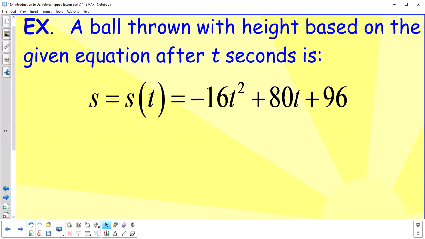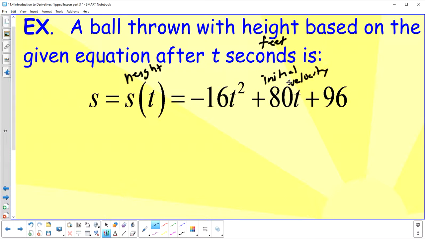So here we have s of t, which is the same thing as saying f of x. And this is going to be our height. Okay, so we have a ball thrown with a height based on the given equation after t seconds. So t is our time, s is our height. This negative 16 has to do with the acceleration due to gravity. Our height is based in feet, we should say, and our time is in seconds. This 80 is going to be our initial velocity, or our initial value. And 96 is going to be our initial height.